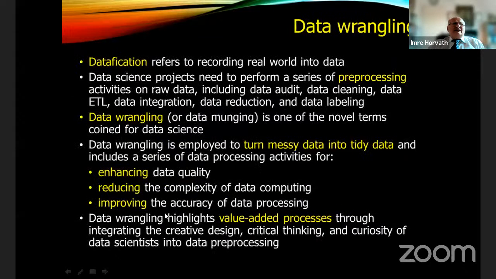The next thing is the data wrangling topic, which I would like to elaborate. Again, there is an animation error here. I don't know why, sorry for that. But I mentioned that datafication refers to recording the real world into information, and this way represents the real world as data.